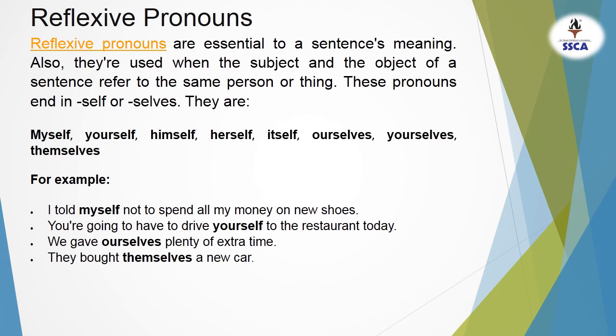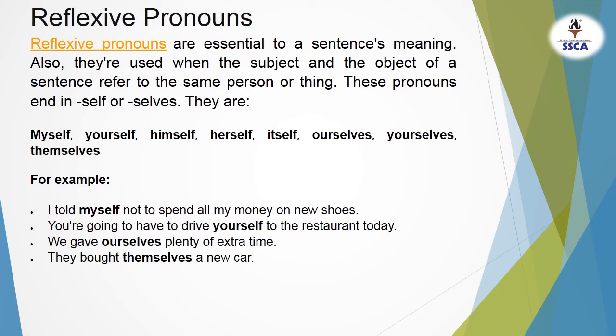Well, reflexive pronouns are essential to a sentence's meaning. Also, they are used when the subject and the object of a sentence refer to the same person or thing. These pronouns end in self or selves. They are myself, yourself, himself, herself, itself, ourselves, yourselves, and themselves. For example, I told myself not to spend all my money on new shoes. Here, myself is reflecting back to the subject I.